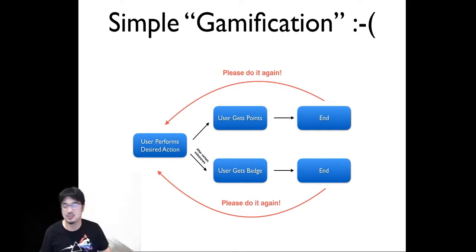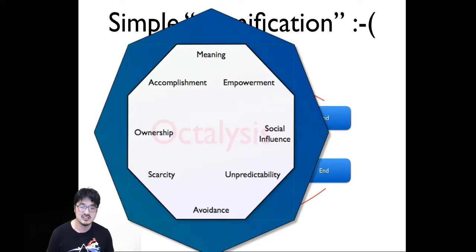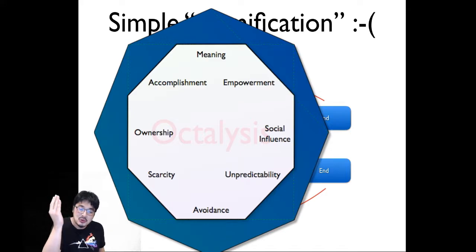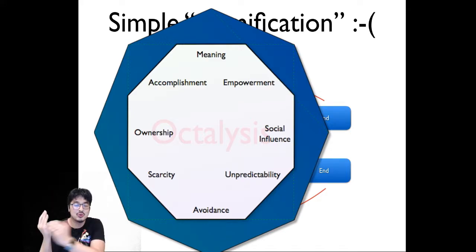It's heavily extrinsic motivation. There's no Core Drive 3, Empowerment of Creativity and Feedback. Let's call out the Octalysis octagon. And there's no social influence. There's no unpredictability. It's pretty much just scarcity. Hey, you want this reward? Do these steps. We're dangling this reward, right?